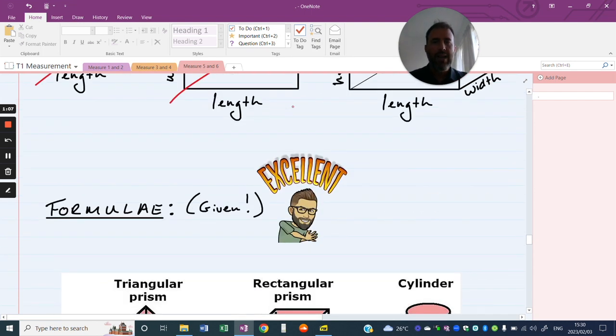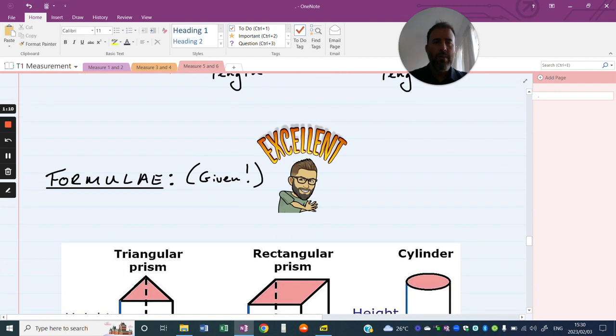All right. Again, when we talk about three-dimensional formulas, they're all given to us in the exam. We don't have to memorize them. They get given to us in the question, which is a good thing. So you don't have to worry about the formulas, but I'm going to have a look at each shape and the formulas so you know which dimension to put in where in the formula.